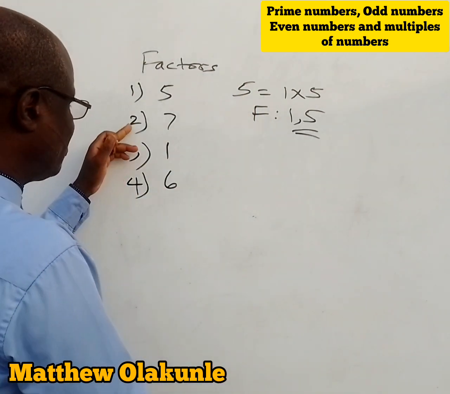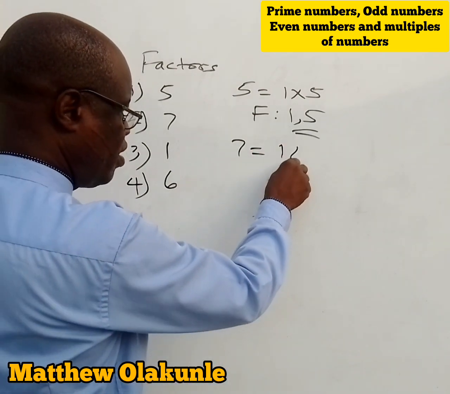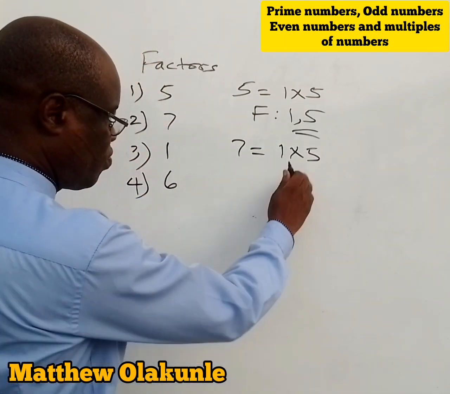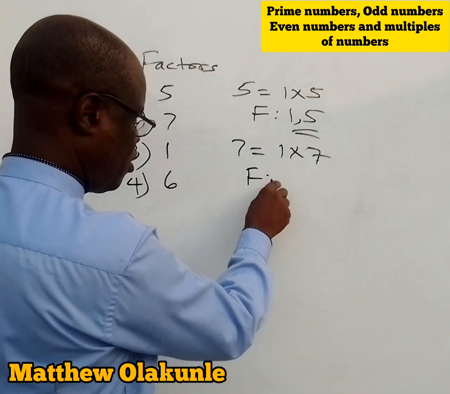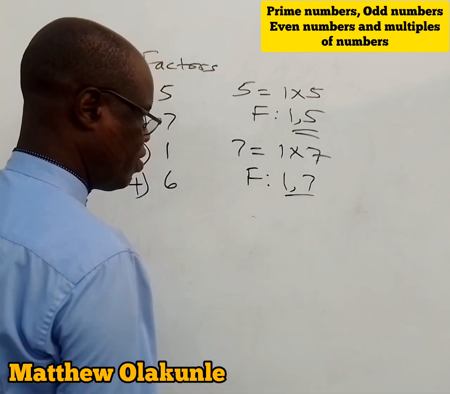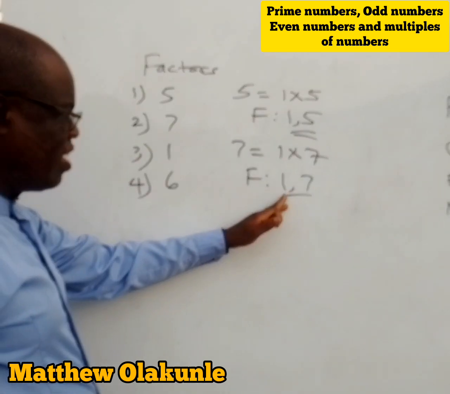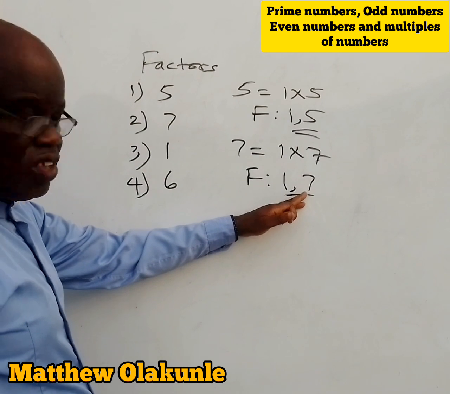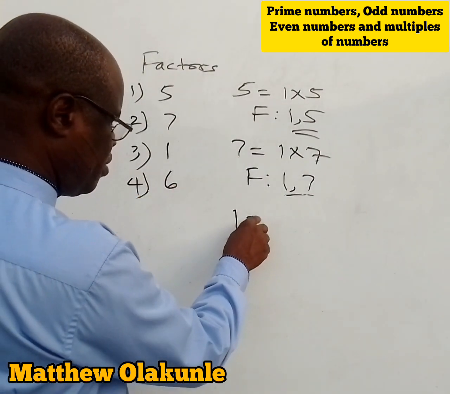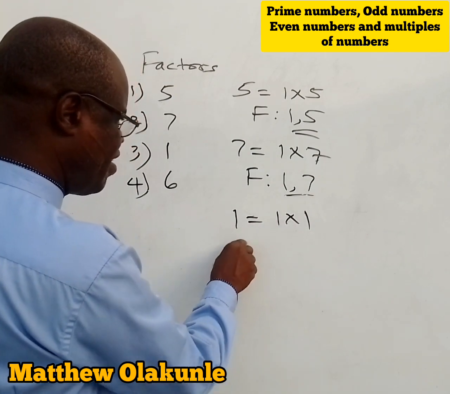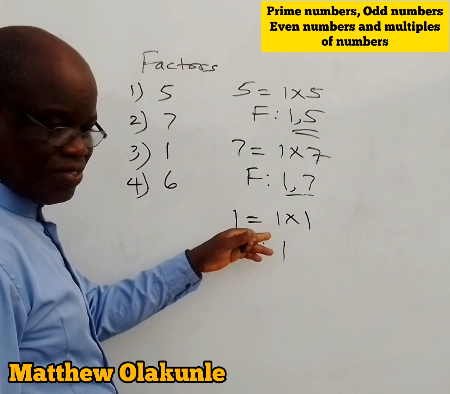So let's look at the second one. 7 is the same thing as 1 times 7. And then the factors are 1 and 7. So we have only two factors, 1 and 7, 1 and itself, as the factors of 7. Now let's look at 1. We have 1 times 1, and therefore the factor is 1. We have only one factor for 1, and that is itself, which is 1.